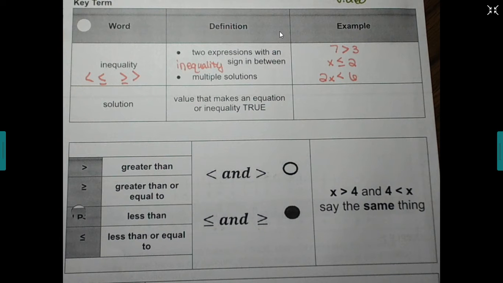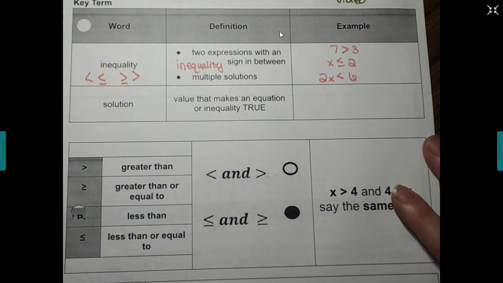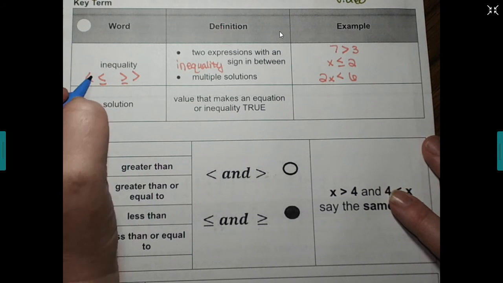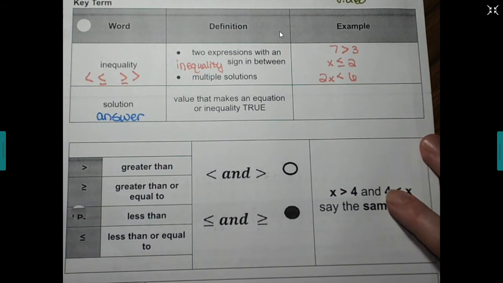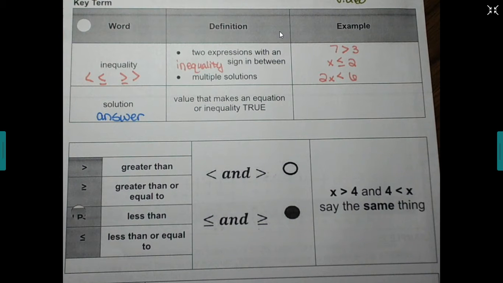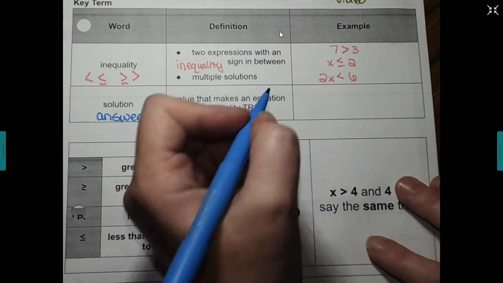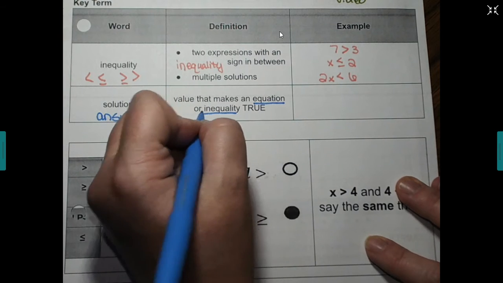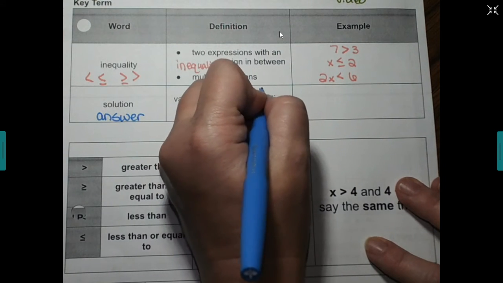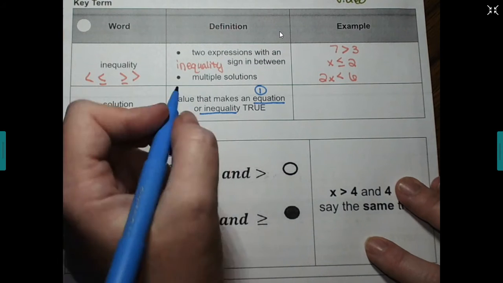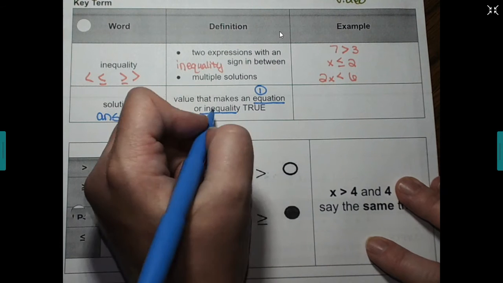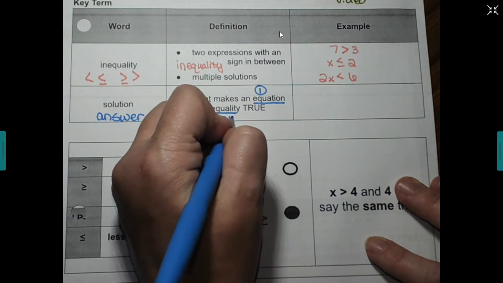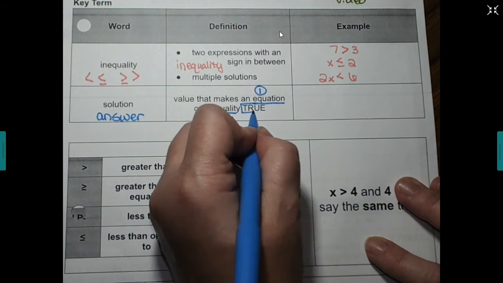Okay, solutions. We've actually been finding solutions. We just haven't really been calling them that. A solution is anything that you would call an answer to an equation or an inequality. So it's the answer. And it's a value that makes an equation or an inequality true. So for equations, there's only one number that can make an equation true. There are many values that can make an inequality true.